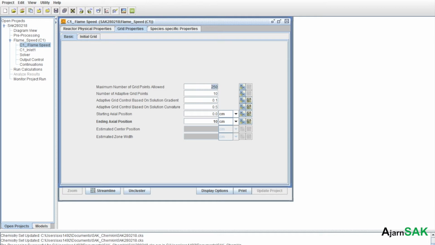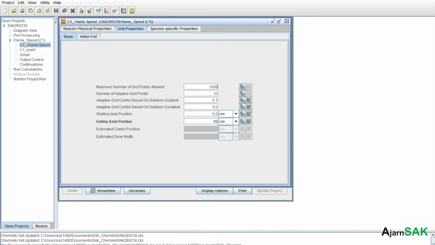But for 10 centimeters, a key factor is how many grid points you are giving. If it's very few, your estimations will deviate and not be correct. If it's very high, it will take very long. In practice, for 10 centimeters, you can give 500 to 1,000, in my experience. So let's say 1,000 grid points.